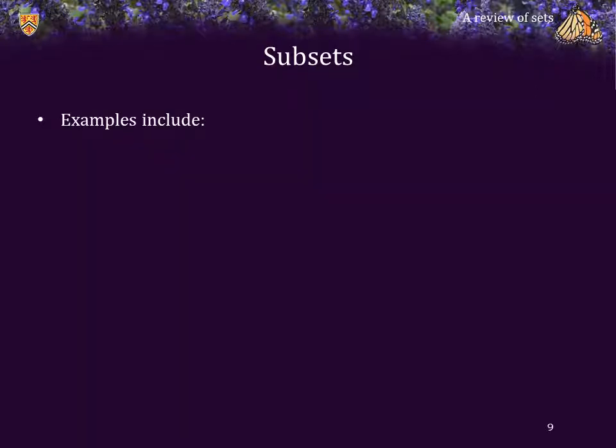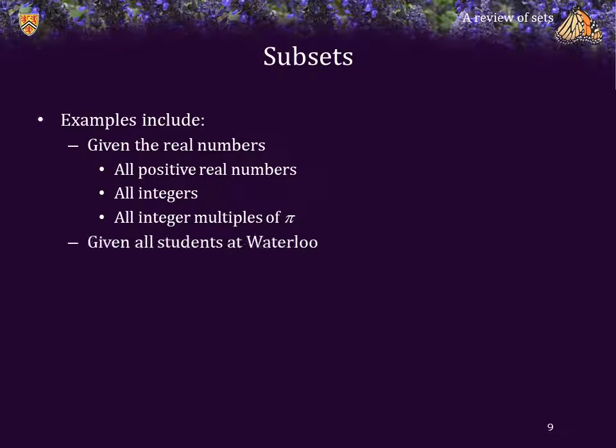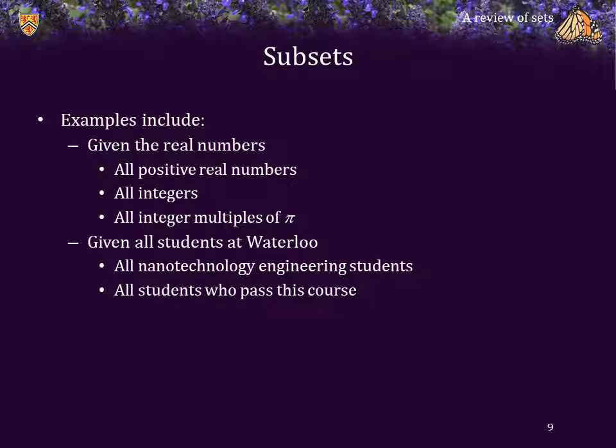Now, some examples of subsets include, given the real numbers, all positive real numbers, all integers, and all integer multiples of 2 pi. Given all students at the University of Waterloo, all nanotechnology engineering students at Waterloo is a subset of all students. All students who pass this course is also going to be a subset of all students at Waterloo. Of course, at the current time, none of you have, but the assumption is, hopefully, all of you will.